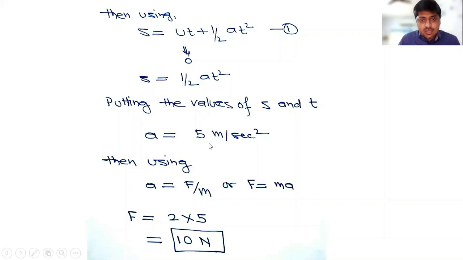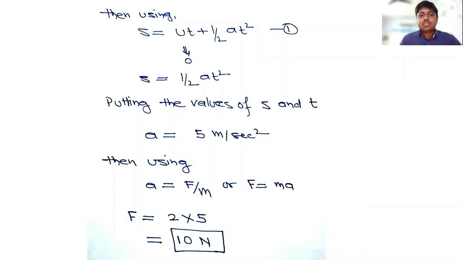Now we know the acceleration and we already know the mass of the body. So we can calculate using this formula, a is equal to F by m, or F is equal to ma. This is the second law of Newton. Putting the values of mass and acceleration in this relation, the force comes out to be 10 Newton. So 10 Newton is the force that was applied on the body to drag it by 10 meters in 2 seconds. So this is our answer to this problem.